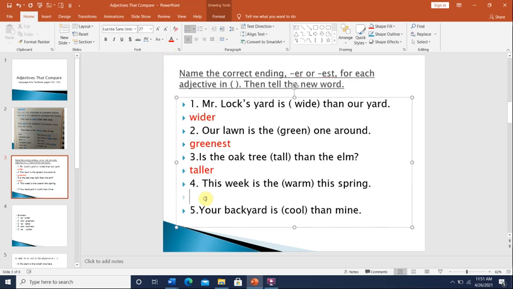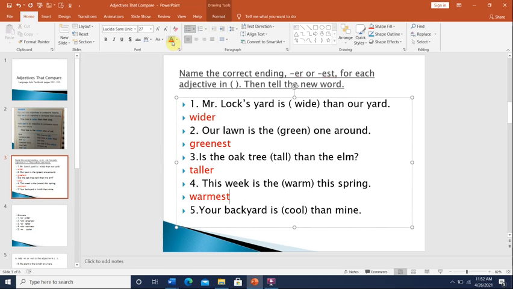Number 4, this week is the warm this spring. So we are comparing this week to all the weeks during spring. So that is more than two weeks. So the answer, we will add est. So this week is the warmest this spring. That means this week was the warmest out of all the other weeks in spring.